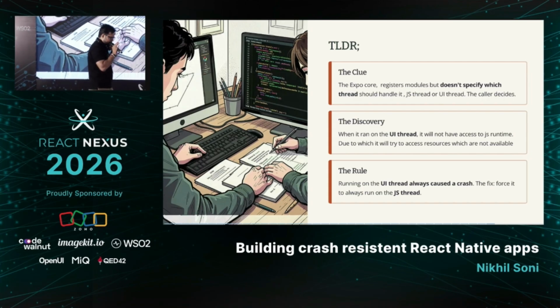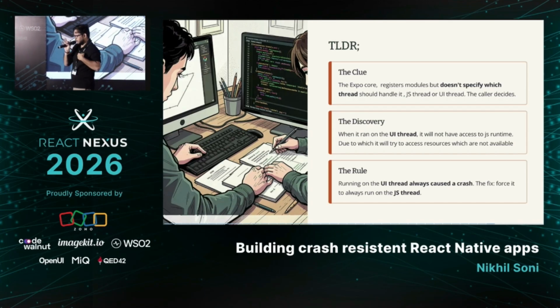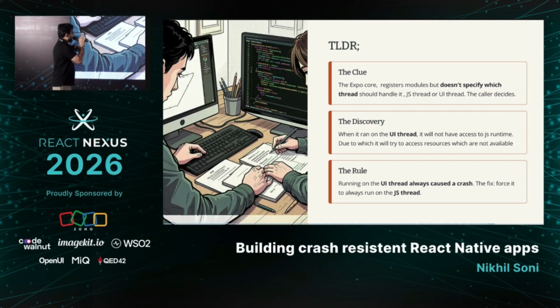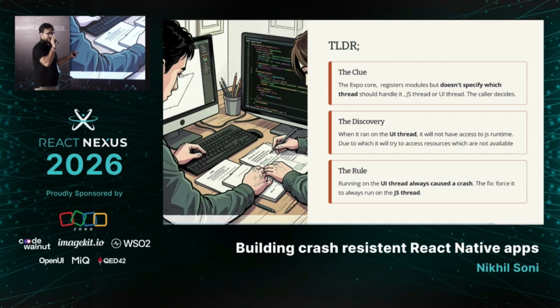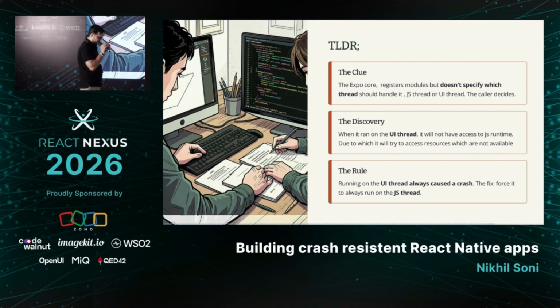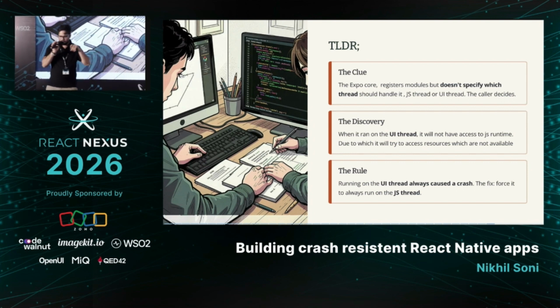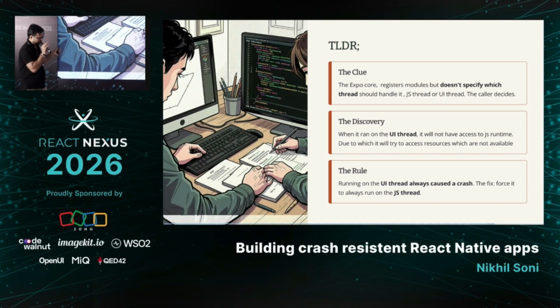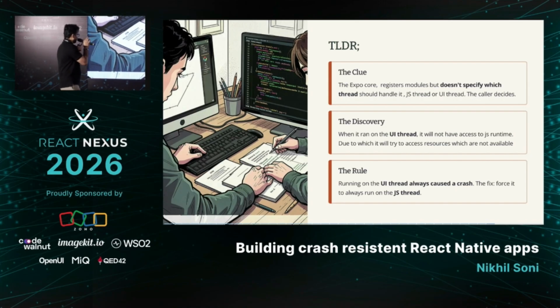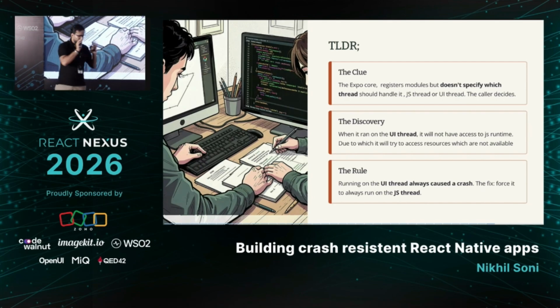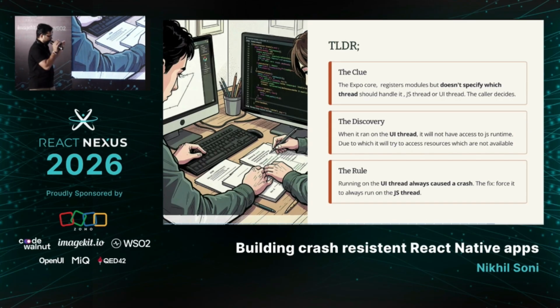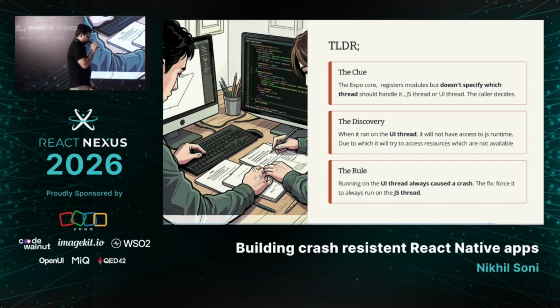So this was the main problem: if I'm calling the Expo module from the main thread, it will be executed on the main thread. If I'm calling from the JS thread, it will get registered on the JS thread. This was the main issue causing a crash during launch, because sometimes it was getting called from the UI thread, sometimes from the JS thread. So what was the rule? The rule is that the UI thread will always cause a crash if the Expo module loads its module on it.